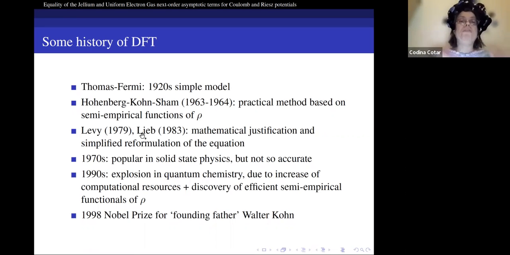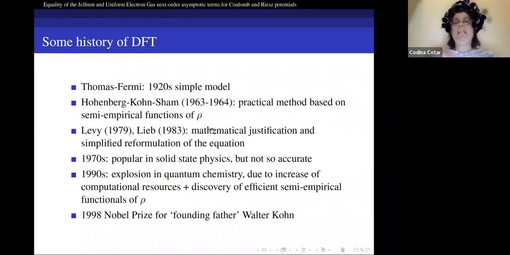And they also reformulated the Schrodinger equation into something which looked a bit better, but it was still not possible to solve. And once DFT was introduced, it became very popular. Well, it was not accurate at first. It didn't start becoming accurate until the 1990s, when there was an explosion of DFT in quantum chemistry. And this was because computationally things became a lot easier to work with. This led to the discovery of many semi-empirical functions. So there are many of them.